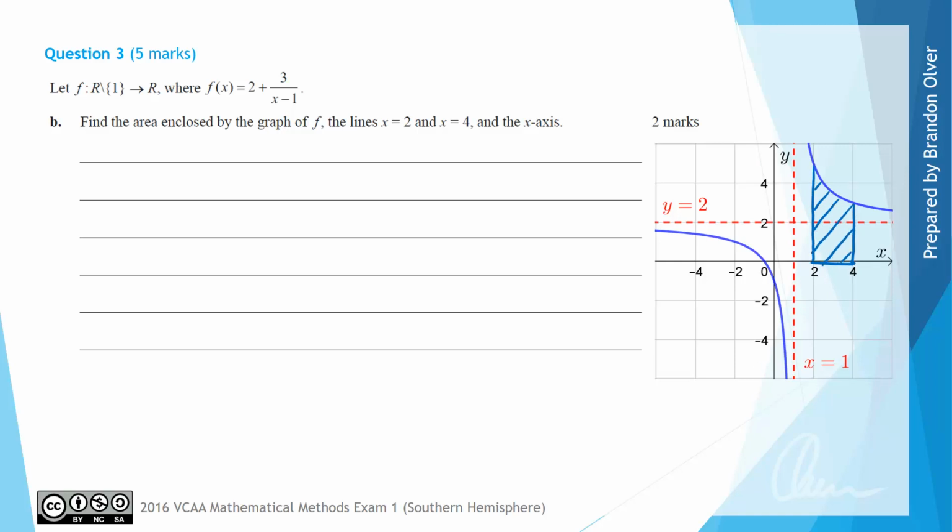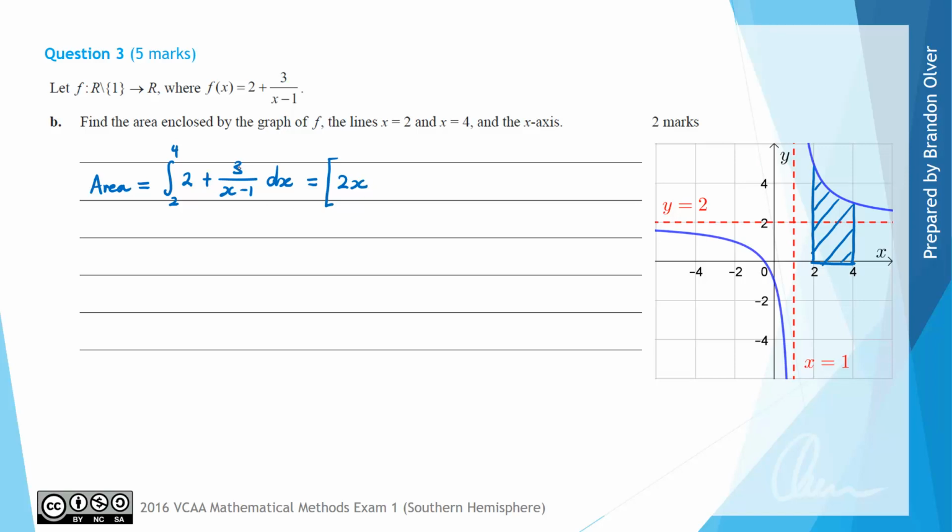And we know that area is related to integration, so the area that we are interested in is equal to the integral between 2 and 4, so the upper and lower bounds, for the function f of x, which is 2 plus 3 divided by x take 1 dx. And now we need to find the antiderivative of 2 plus 3 divided by x take 1. And the antiderivative of 2 is simply 2x.